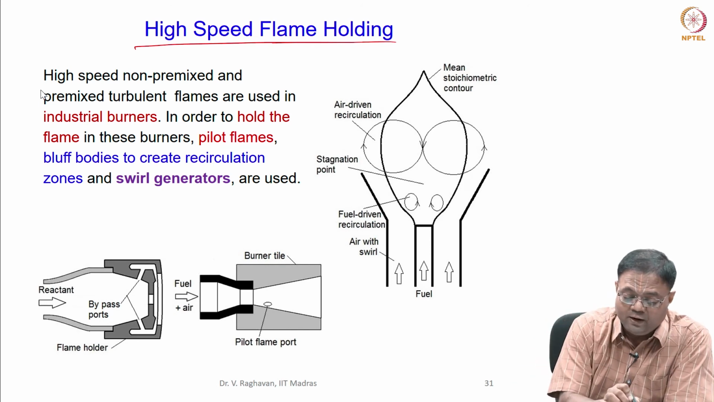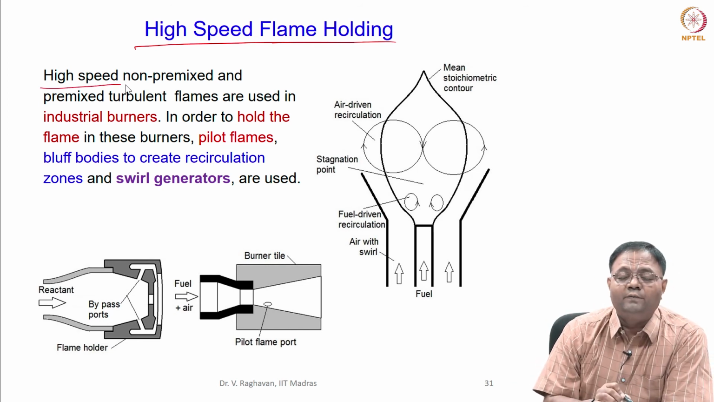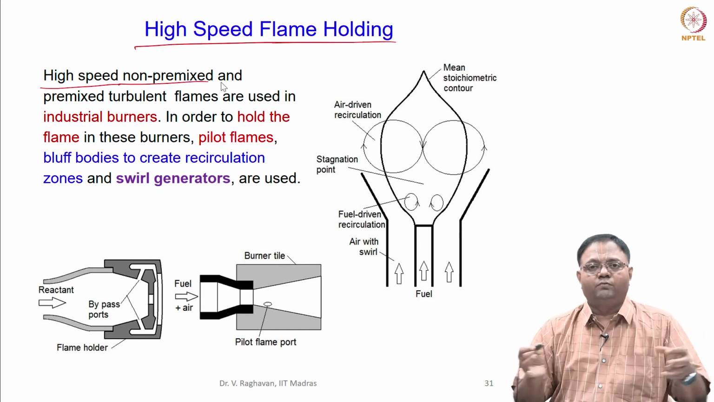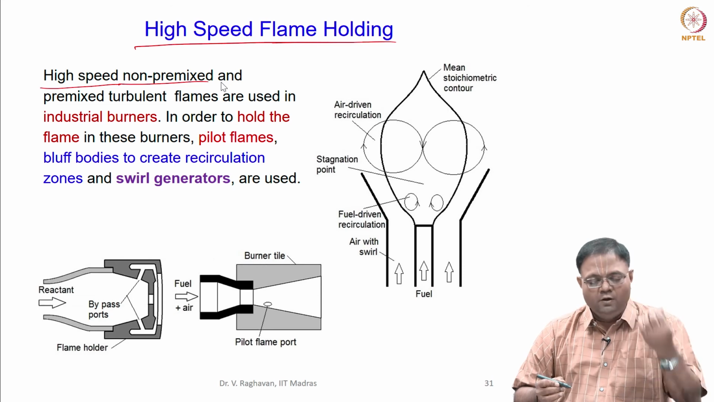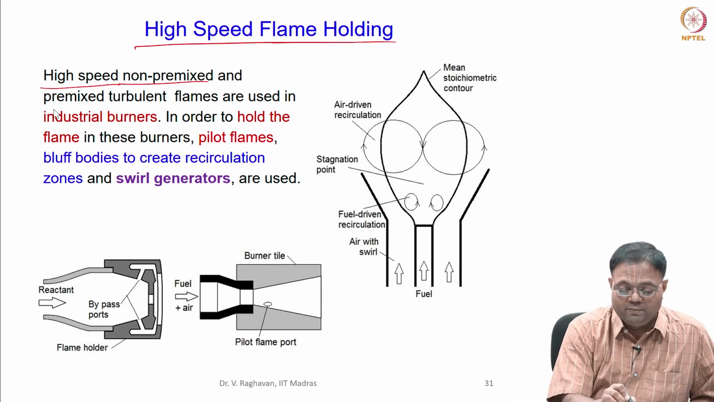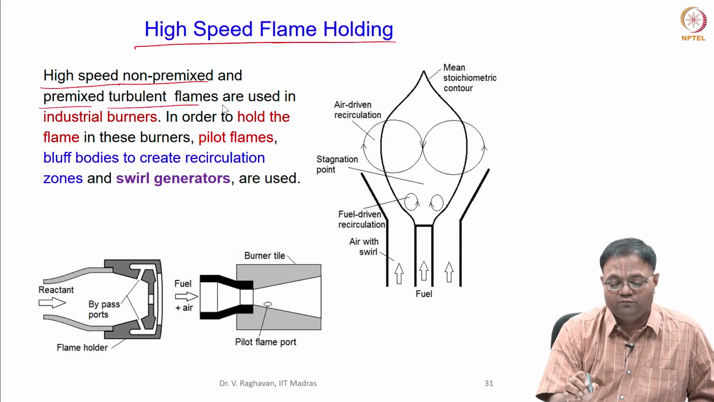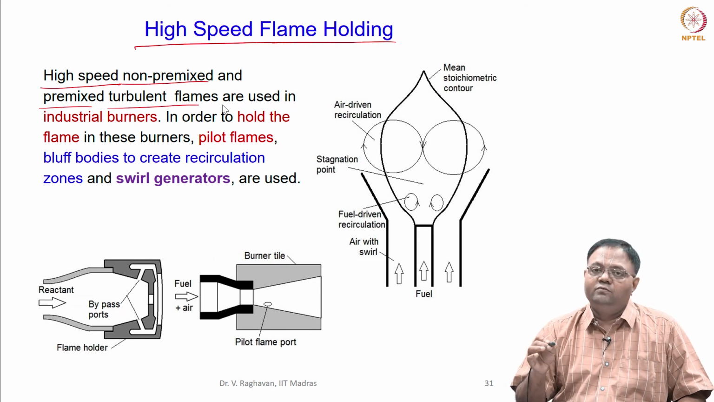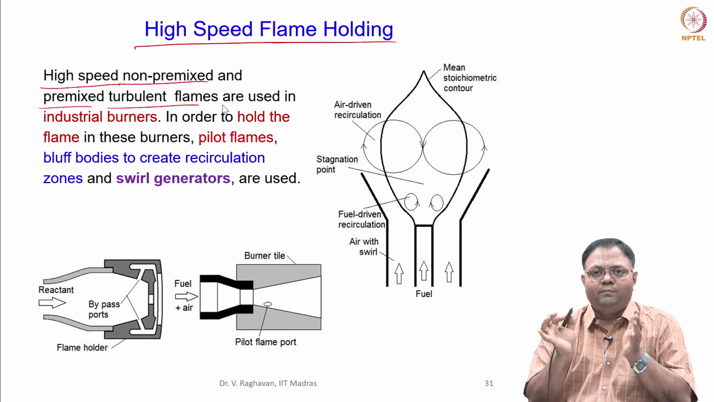So high speed reactant entry or the fuel entry is unavoidable. So you can say take non-premixed, where from the different ports you supply the air and the fuel, or you have premixed turbulent flames which is high flow, high speed. Then you need to somehow control the speed where the flame can be held.